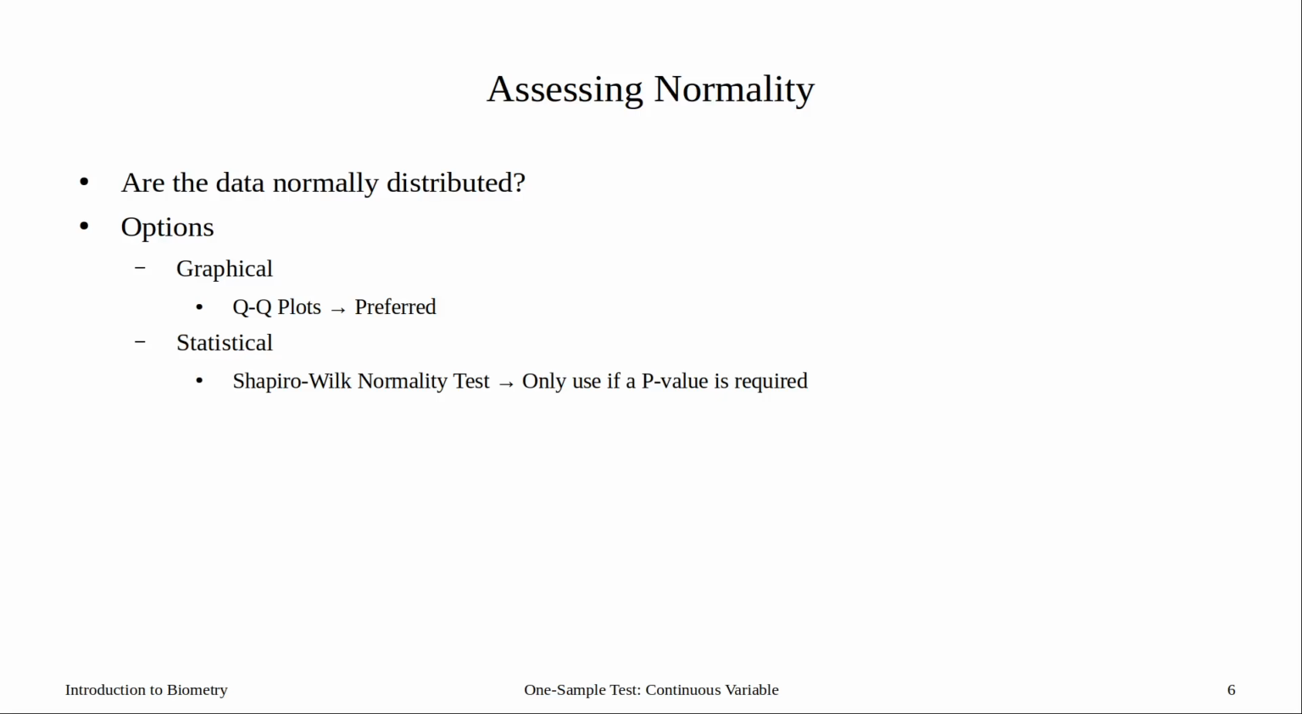So we have a graphical method, quantile plots. This is going to be a preferred method. And we have a Shapiro-Wilk normality test, which is a test. This is going to be much less preferred. However, if you have a reviewer that says they want a p-value, then this is the one you're going to have to use.